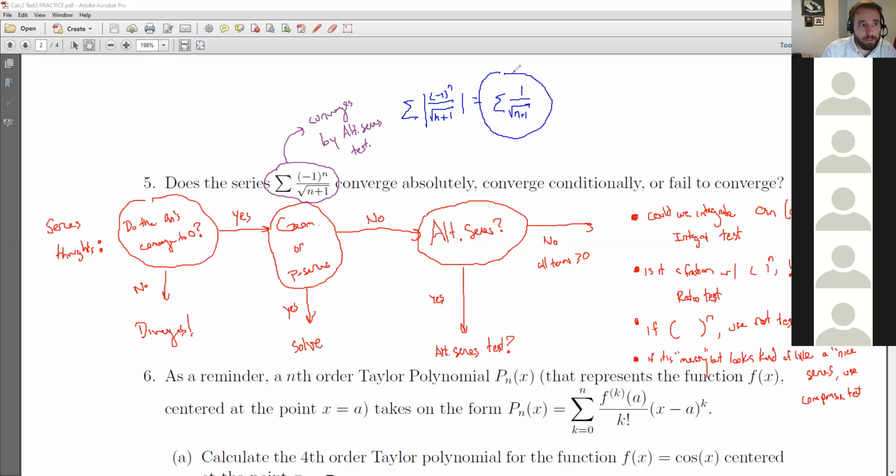Well, let's go down the flow chart. Do the individual terms converge to 0? Yes. Is this a geometric or a p-series? No. A p-series is of the form 1 over n to the p, while a geometric series has a common ratio, like an r to the n. This has neither of those. So unfortunately, it's not geometric, nor is it a p-series. Is it an alternating series? No, we threw in the absolute values, so all of the terms are positive now. So we're in this final set of bullet points.